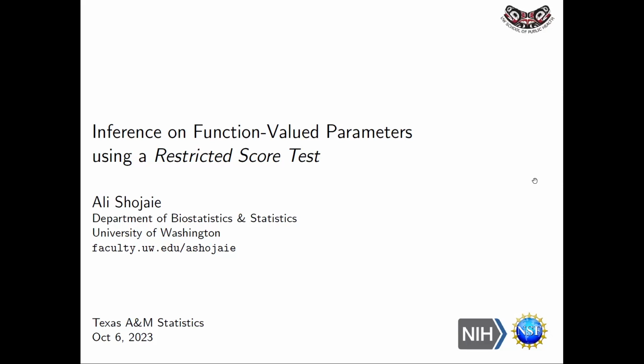Thank you for the kind introduction and for the invitation. I'm excited to be here and to meet with faculty and students here. And today what I want to talk about is relatively recent work that we've done on inference for function valued parameters. And I'll make this a bit more clear, hopefully, as we go along. And what we're going to use is a version of score test for testing basically functions.